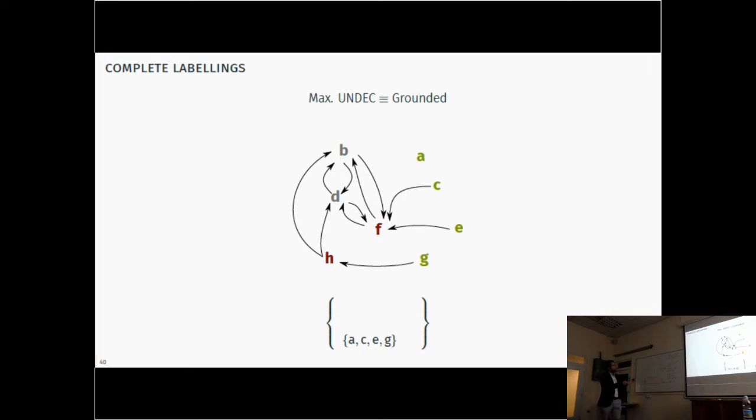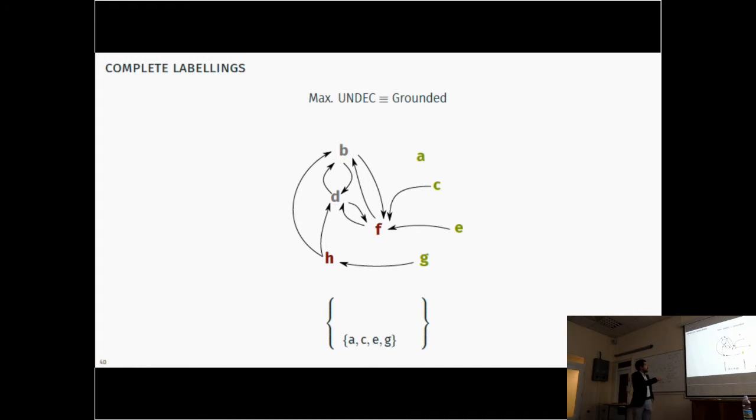Now, at this point, let's take D and B. Can we label them out? No, we cannot label out, because there is no attacker that is labeled in. Can we label them in? Well, yes, we can. If we label D in, then we need to label B out. But at the same time, we can label them as undecided, because that is absolutely fine.